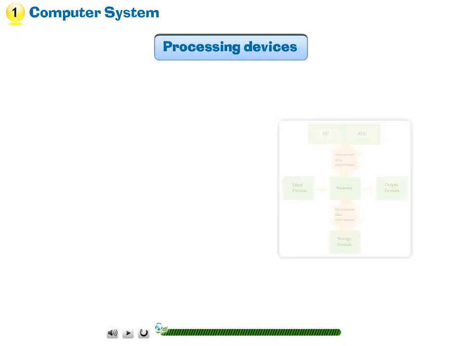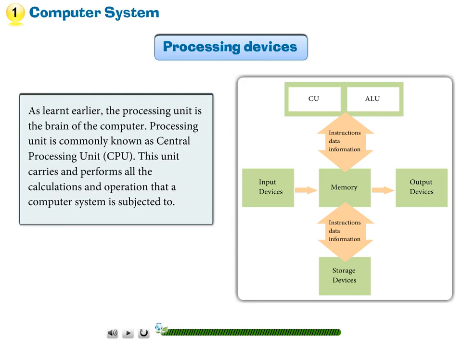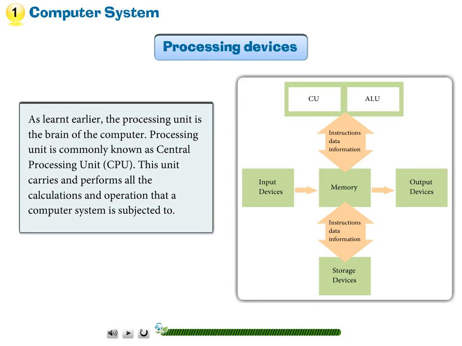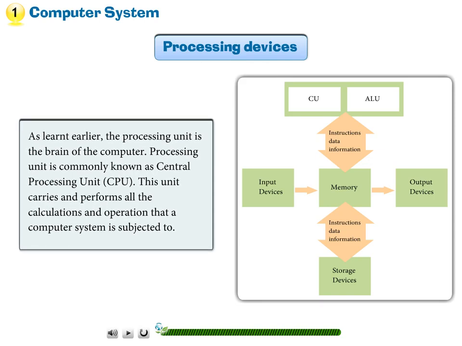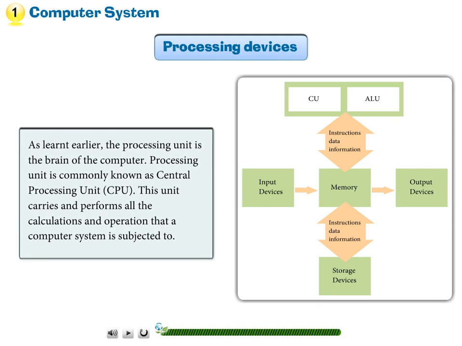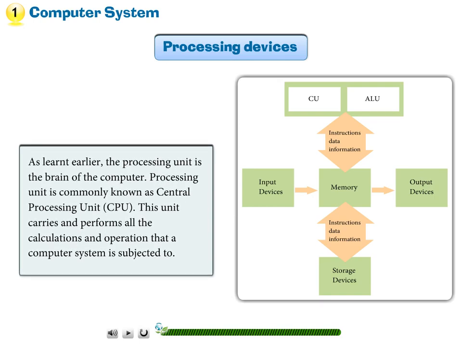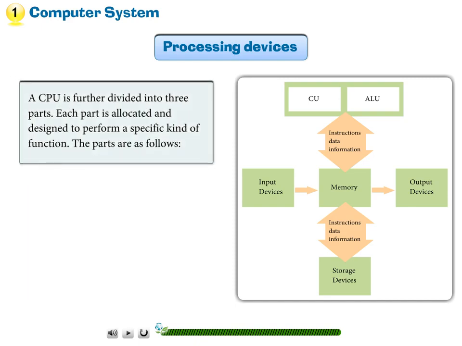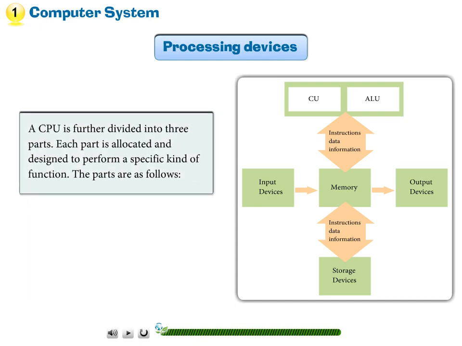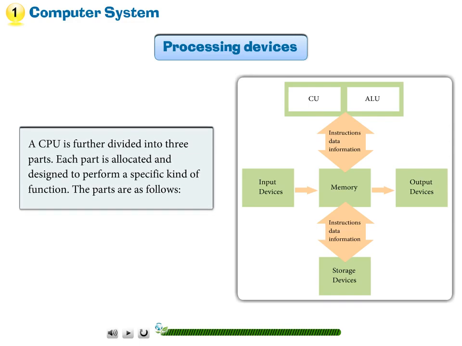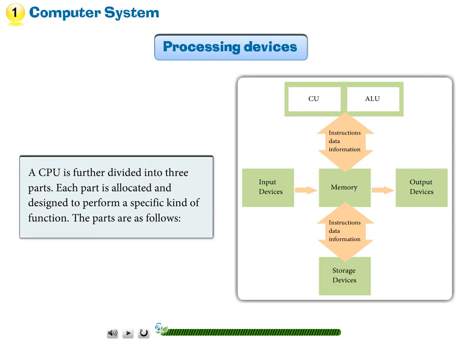Processing devices. As learnt earlier, the processing unit is the brain of the computer. The processing unit is commonly known as the Central Processing Unit, CPU. This unit carries out and performs all the calculations and operations that a computer system is subjected to. A CPU is further divided into three parts. Each part is allocated and designed to perform a specific kind of function. The parts are as follows.